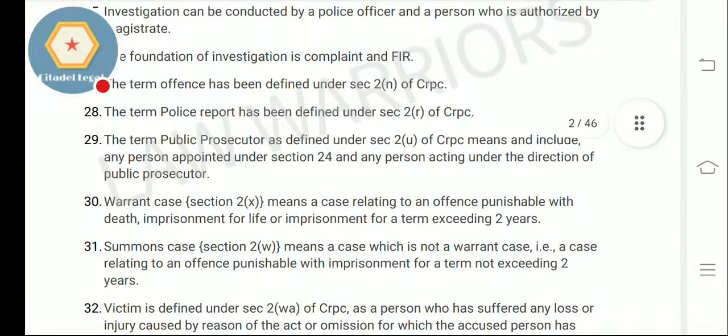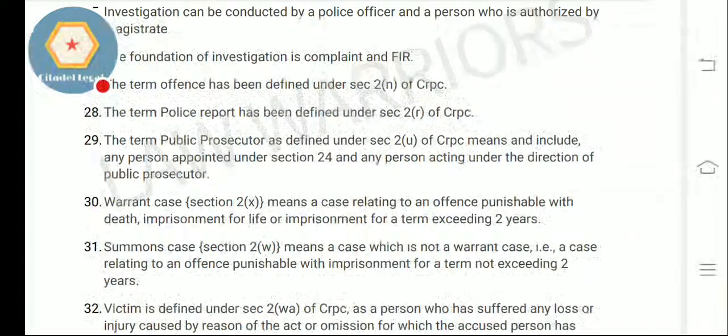Point 30, now warrant case, section 2X. Warrant case is provided under section 2X, which means a case relating to an offence punishable with death, imprisonment for life, or imprisonment for a term exceeding 2 years. This is a very important definition. 2X says about warrant case, and in a warrant case the imprisonment is for 2 years or more. From the perspective of the punishment, we decide whether it is a warrant case or a summons case.